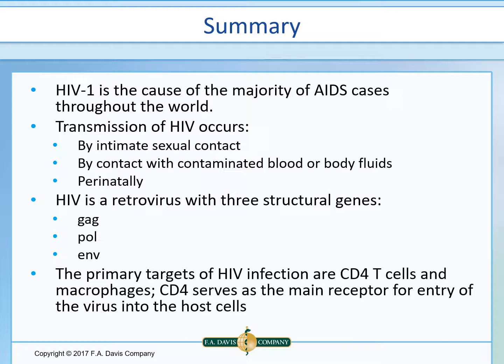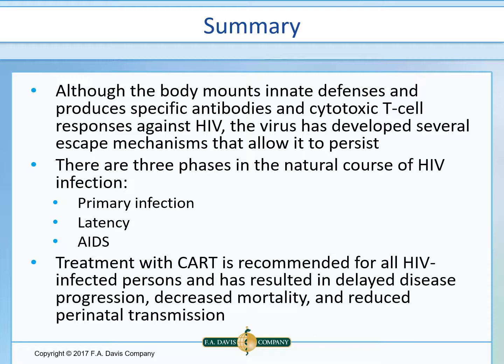So the major points discussed in this chapter are that HIV-1 is the cause of the majority of AIDS cases throughout the world, and HIV can be transmitted by sexual contact, contaminated blood or body fluids, and also perinatally. HIV is a retrovirus with 3 structurally important genes, the GAG, POL, and ENV genes. The primary targets of HIV infection are the CD4 T-cells and macrophages, with CD4 serving as the main receptor for entry of the virus into host cells. Although the body mounts innate defenses and produces specific antibodies and cytotoxic T-cell responses against the virus, HIV has developed several escape mechanisms that allow it to persist.